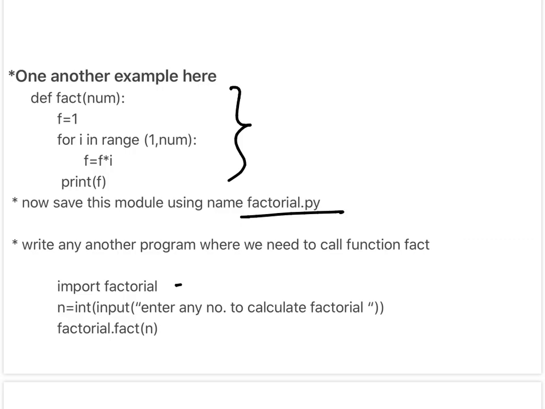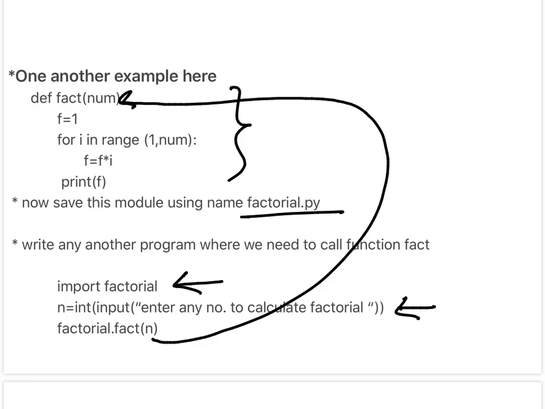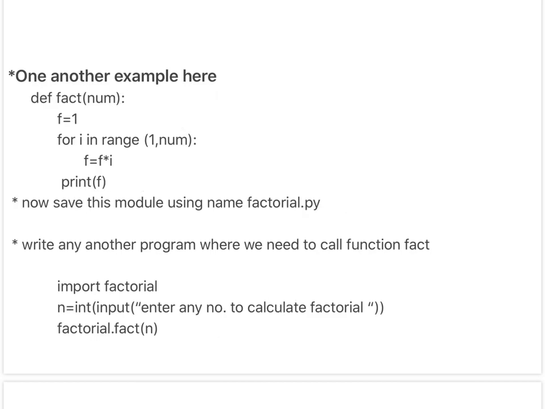How will we call it? Simply you write import factorial, and then give any value, and pass this value. This value will be passed to this number. This number will be used here, and the factorial of this number will be printed here. So once again, a simple concept. You have to create the function, or write the function, save it, and call it through the import statement.